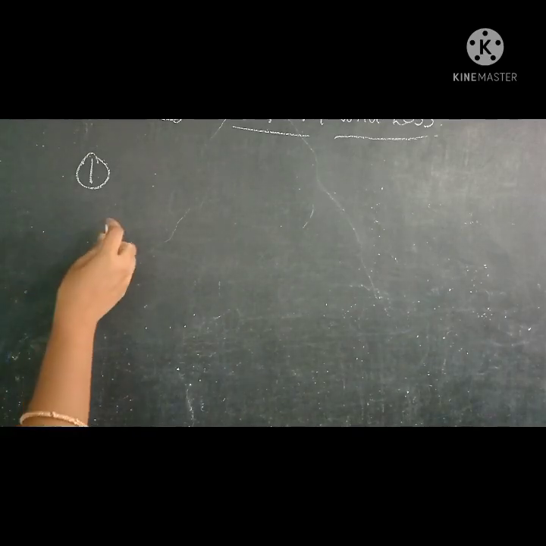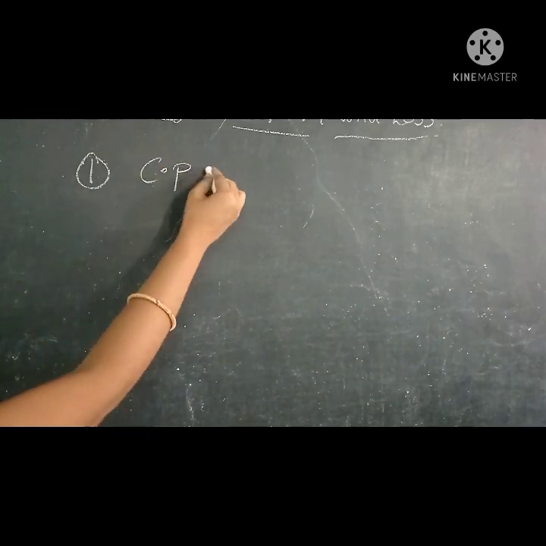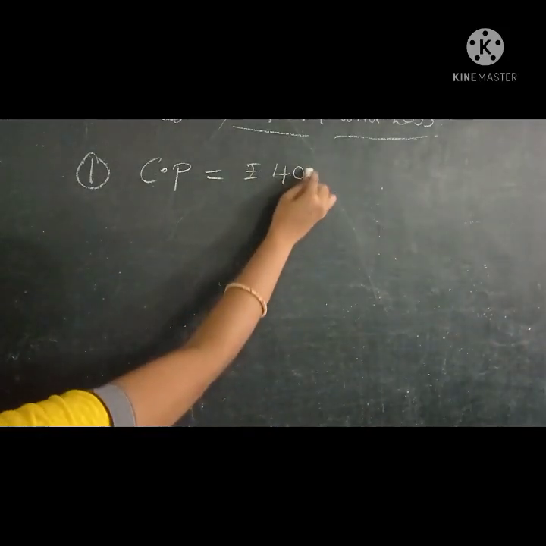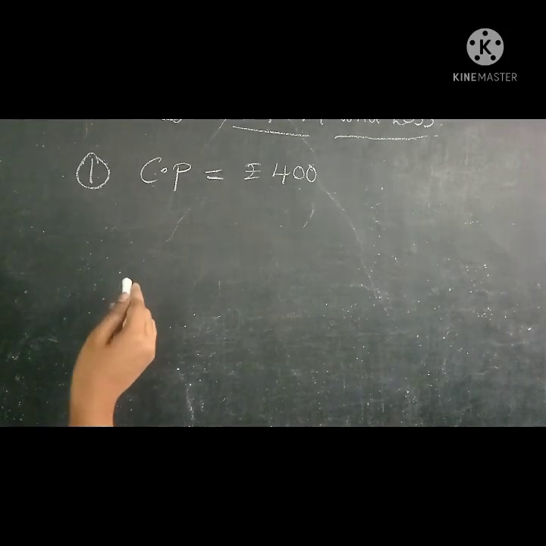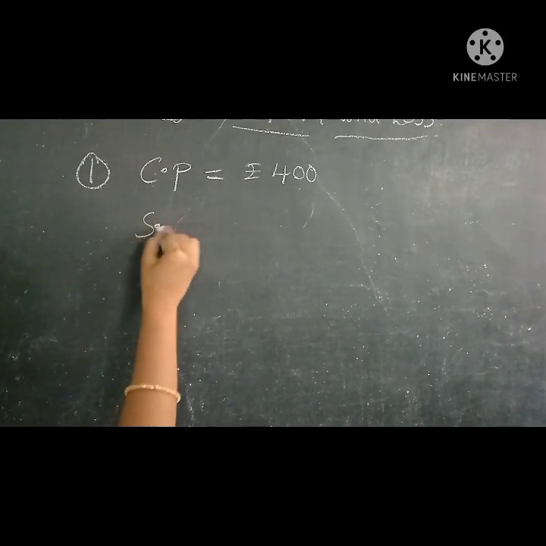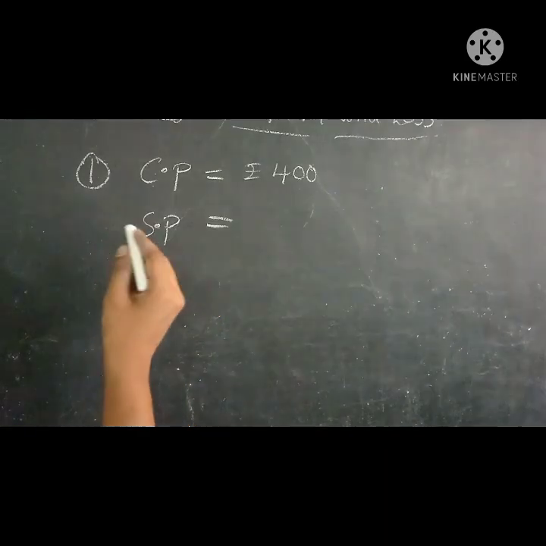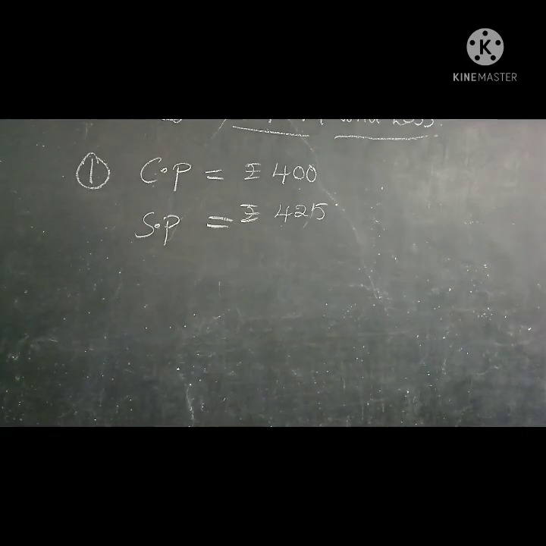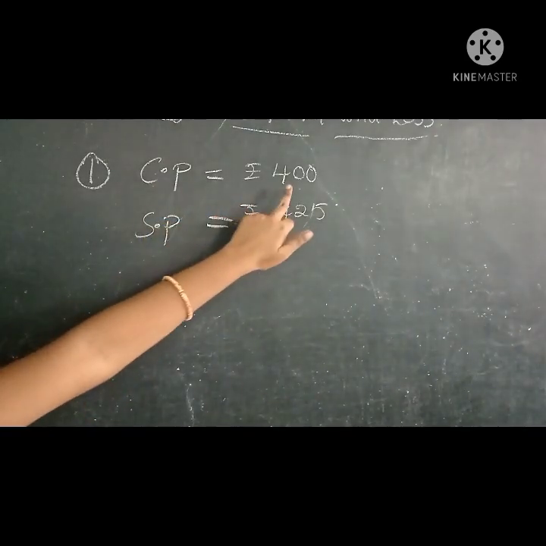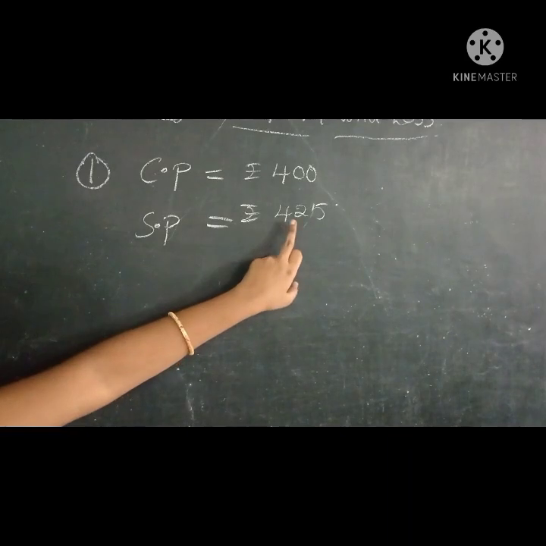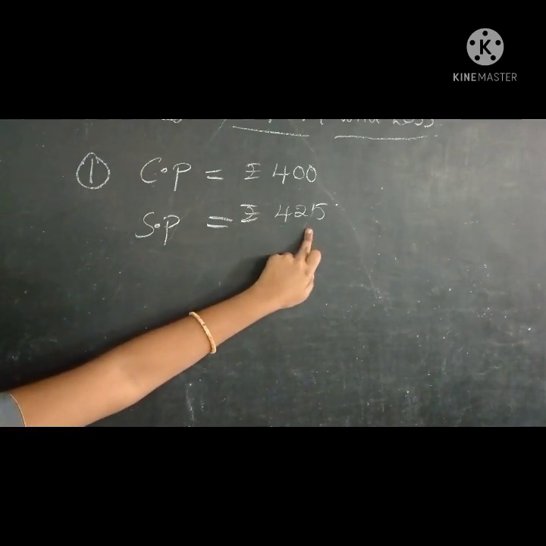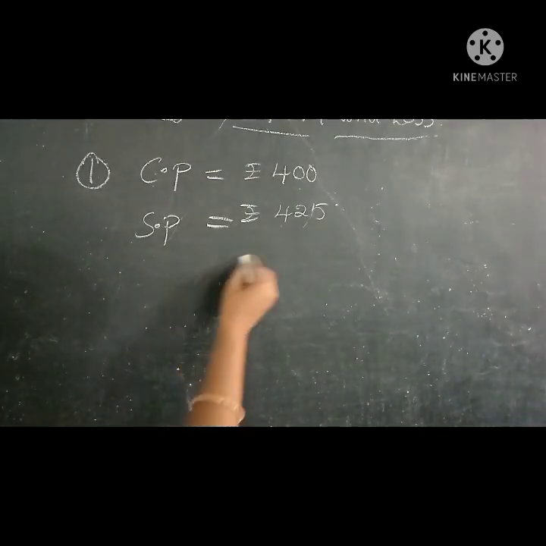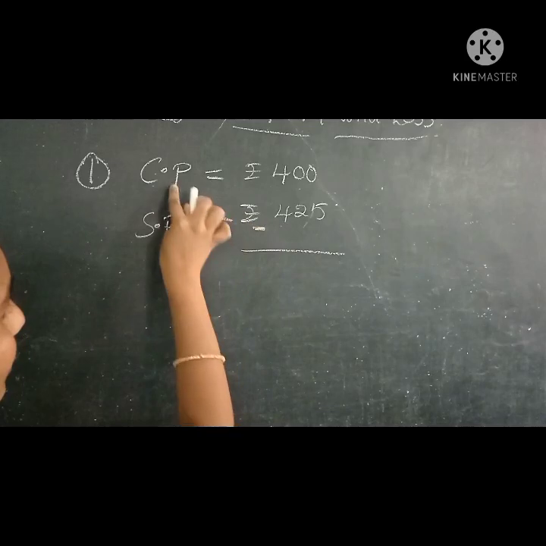First one: cost price is equal to how many rupees? Rupees 400. Next, selling price is equal to how many rupees? Rupees 425. What is the cost price? 400, and selling price is equal to 425 rupees. So here, profit or loss? Very good, profit.